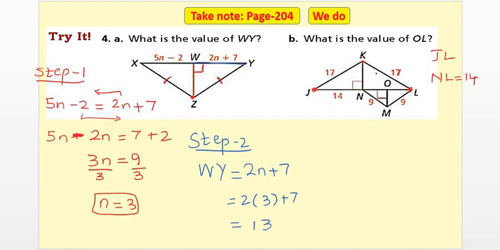Now look at this one. This one is also the perpendicular bisector. Same case, because we have a right angle, and this point M is equidistant from the points N and L. That means that this is the perpendicular bisector. So if this whole line NL is 14, how much will OL be? It will be half of NL, right? So what is half of NL? It will be 14 divided by 2, that will be 7. So you can say that OL is equal to 7.